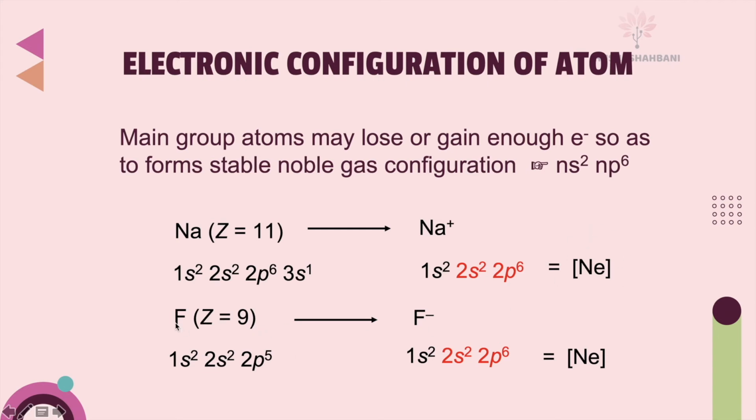Same goes with F. F, nine protons means nine electrons, so two here, two here, and then five electrons in 2p. In order to achieve a stable octet electron arrangement, you need one more electron for F because F is group 17. If you add one more, add it to the highest energy orbital. Add the electron into that orbital. So 1s2, 2s2, 2p6.